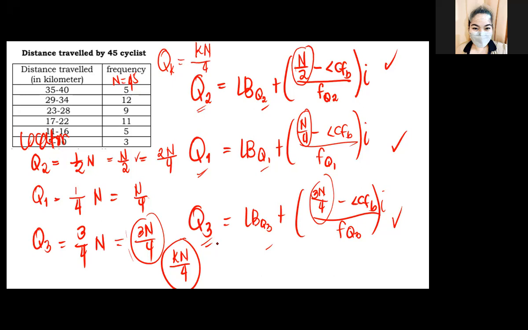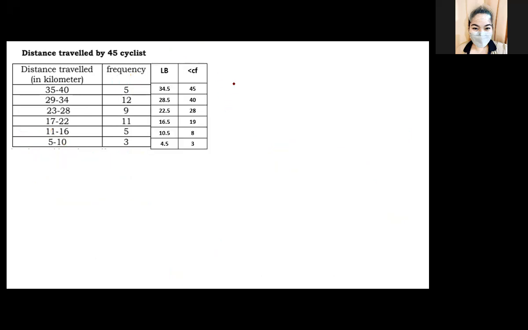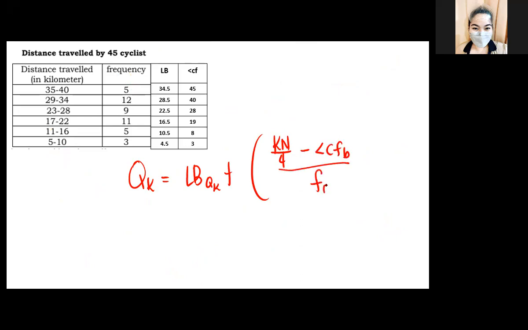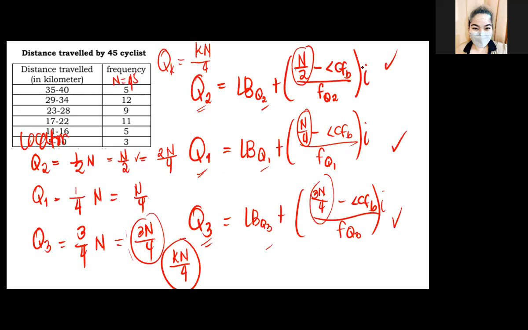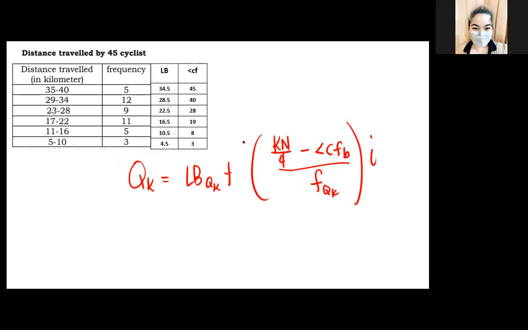Okay? So, kung tatandaan niyo yung formula, madali na lang matandaan kasi kung tutusin, pwede natin ilagay na ang formula natin for quartile is Q sub k equals the lower boundary of Q sub k plus k times n divided by 4 minus the cumulative frequency below divided by the frequency of Q sub k times i. Pare-pareho sila na yan yung formula. Nagkakaiba lang sa Q sub kung 2, 1, or 3. And yung inyong locator.